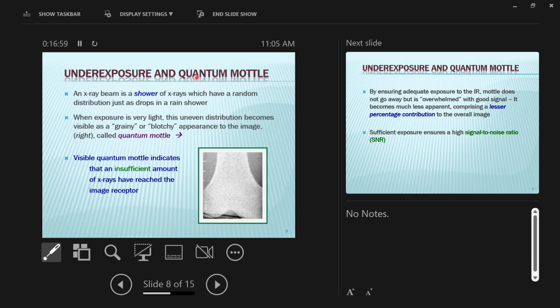All right, next concept to get out is underexposure and how that relates to this idea called quantum model. Quantum model makes it sound cooler than it is. It makes it sound smarter, right? It's quantum, so it must be cool.